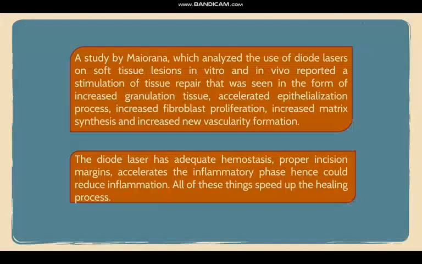implant surface. A study which analyzed the use of diode laser on soft tissue lesions in vitro and in vivo reported a stimulation of tissue repair in the form of increased granulation tissue, accelerated epithelialization process, increased fibroblast proliferation, increased matrix synthesis, and increased new vascularization formation. The diode laser has adequate hemostasis, a proper incision margin, accelerates the inflammatory phase, and reduces inflammation. All these things speed up the healing process.